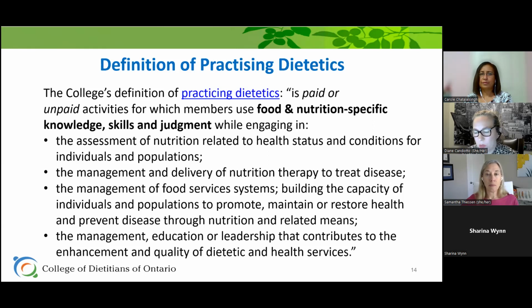So on the slide here, more specifically, we do have the definition, which includes both paid and unpaid activities for which members use their food and nutrition specific knowledge, skill, and judgment, while engaging in the assessment of nutrition related to health status and conditions for individuals and populations, the management and delivery of nutrition therapy to treat disease, the management of food systems, the management, education, or leadership that contributes to enhancement and quality of health, of dietetic and health services. And of course, you can refer to the definition at any time.